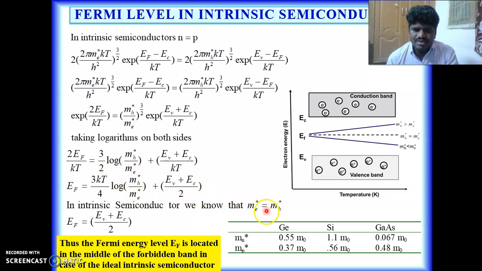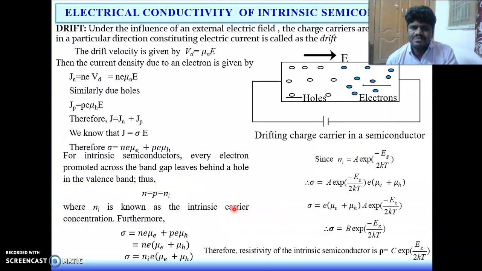And ideally we can take m star is equal to ms star. Okay. At this condition, we can see that EF is equal to (EV plus EC) by 2, at the center of the conduction band and the valence band. But practically this is not the constant value. These are not equal. So for ms star greater than m star, we observe that the Fermi level is increasing. For ms star less than m star, the Fermi level is decreasing with respect to the temperature. Thus, the Fermi level EF is located in the middle of the forbidden band in case of the ideal intrinsic semiconductor only.